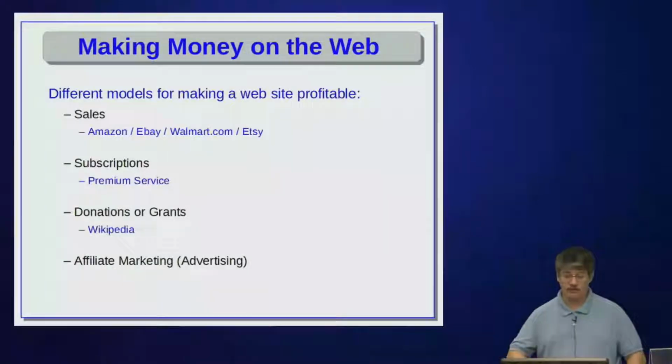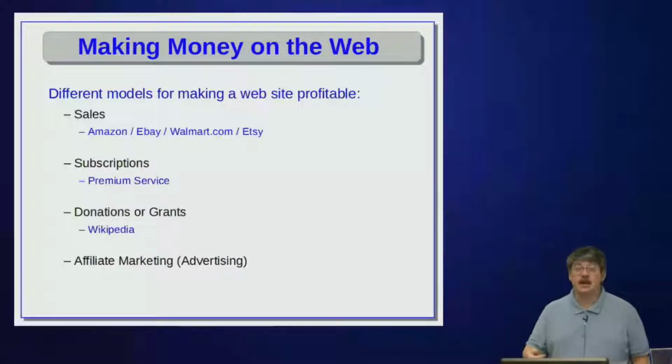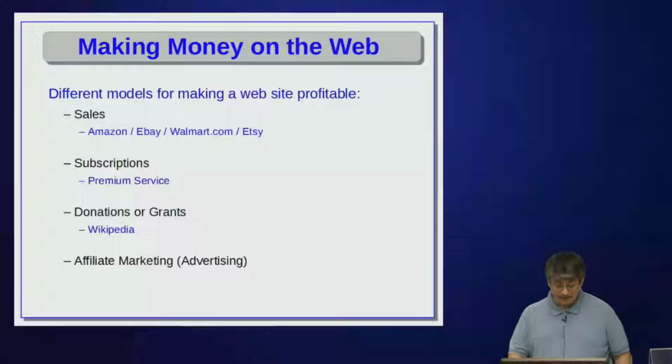So, making money on the web. It's really important, if you want to have a successful e-commerce site, that you have a strategy for monetizing your site. And there are different models that work well. These are some of them. Obviously, if you have a product that you can sell, that's a great way to make money. You can make money directly by selling your product or service. That's the model used by Amazon, eBay, Walmart.com, Etsy. Maybe less obviously, a lot of online game sites, because they can sell you in-game currency and other kinds of things to make some money.